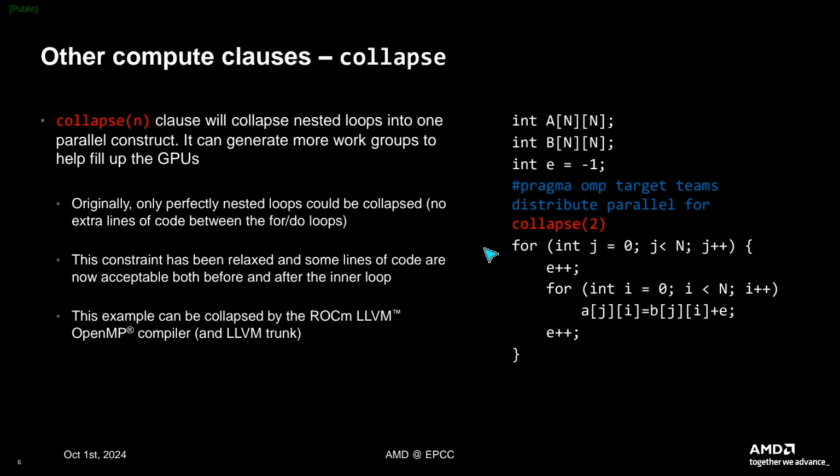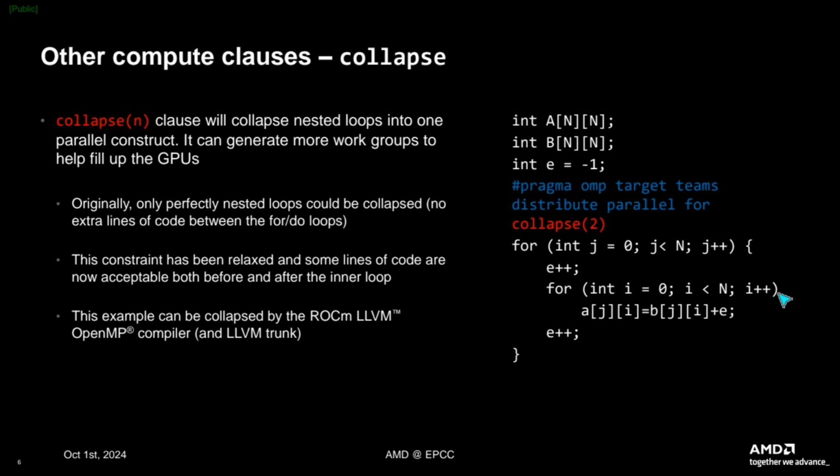Originally, only perfectly nested loops could be collapsed, so no extra lines of code between the for or do loops. Here we have an increment. But this constraint has been relaxed, and so now some lines of code are acceptable, both before and after the loop. We can increment counters and such. And so this example, which previously would not have been collapsed, can now be collapsed with the ROCm LLVM OpenMP compiler and LLVM trunk.